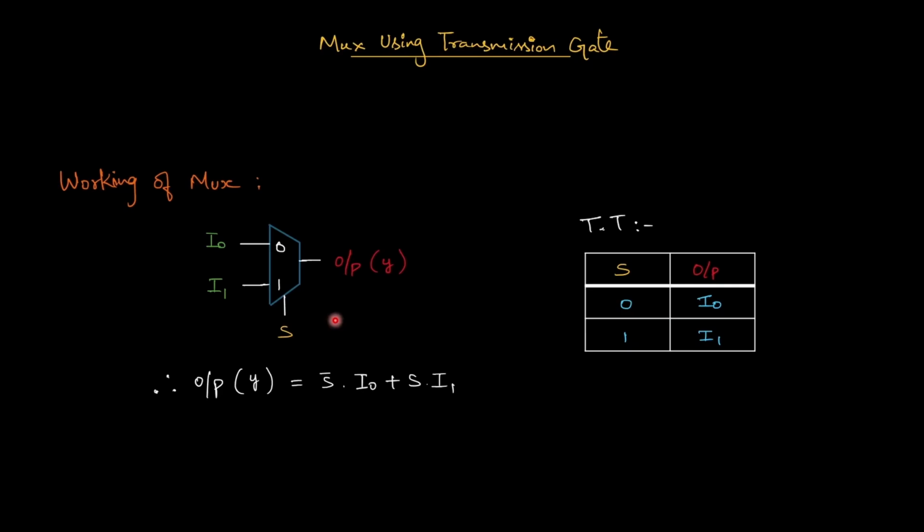Before jumping into the circuit, let's quickly recall what a 2x1 multiplexer does. A multiplexer has two inputs I0 and I1, one select line and one output. If S is 0, the output becomes I0. If S is 1, the output becomes I1. So mathematically, we can give it in this form.